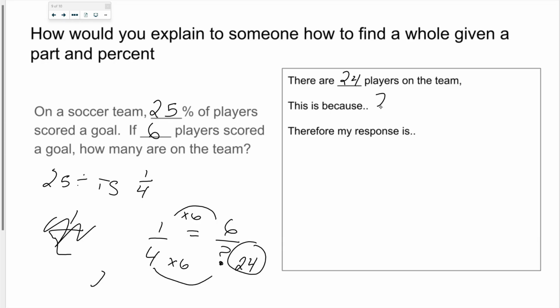This is because 25% is 1 out of 4, times 6 is 6 out of 24. Therefore, my response is 24 players. All right, let's keep moving.